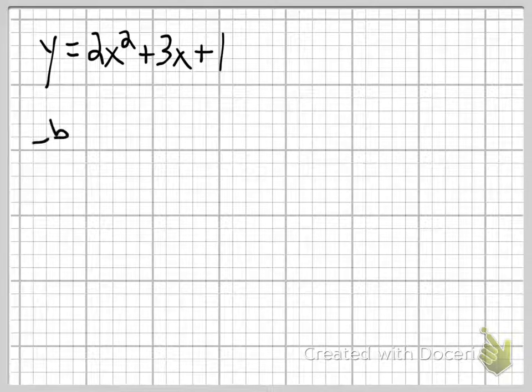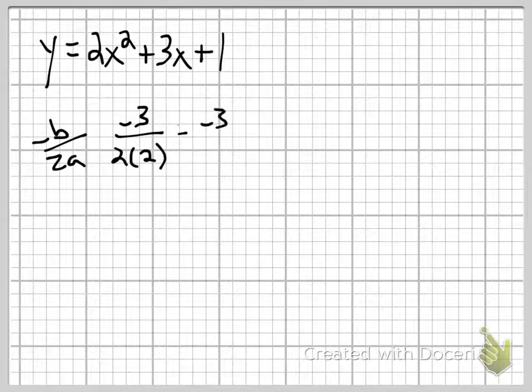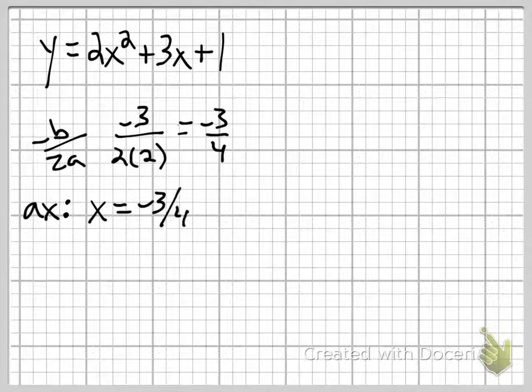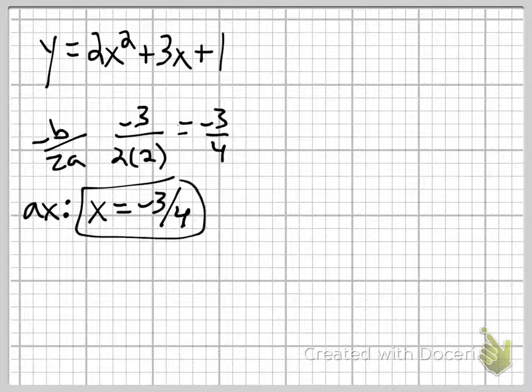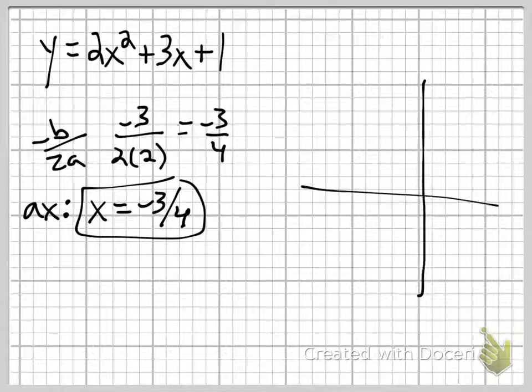That can be done by negative b over 2a, comma, plug it in. And so negative 3 over 2 times 2 is negative 3/4. That is my axis of symmetry. So if a problem asks for your axis of symmetry, you would say x equals negative 3/4. How do I know it's x equals negative 3/4? Let's roughly sketch this here.